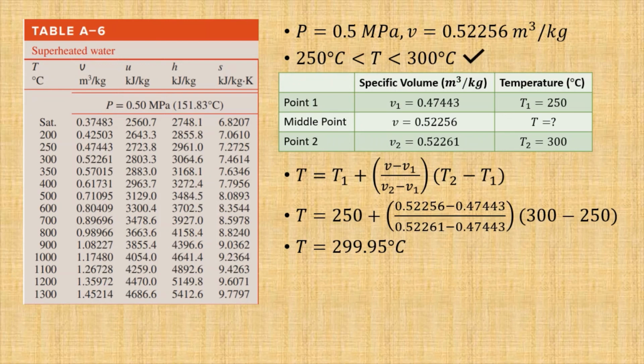Linear interpolation is a powerful tool to get estimates for unknown values of middle points, but it should be used carefully since it assumes that the two variables are linearly related. In this example, the temperature difference between the two known points was only 50 degrees, so we can assume that the relationship between specific volume and temperature is approximately linear. But as the difference between the known points grows larger, the approximation becomes less reasonable.